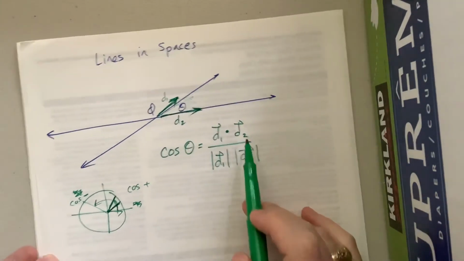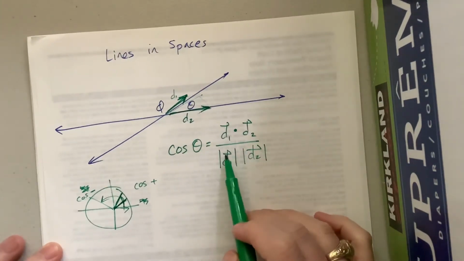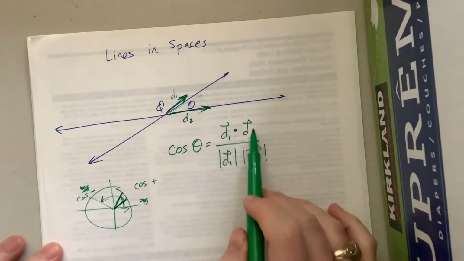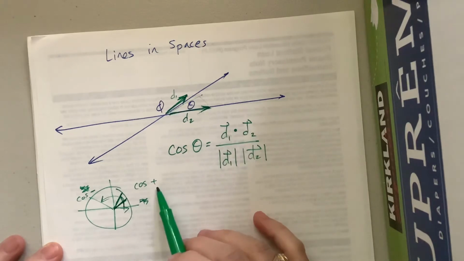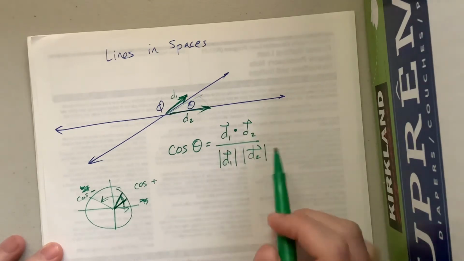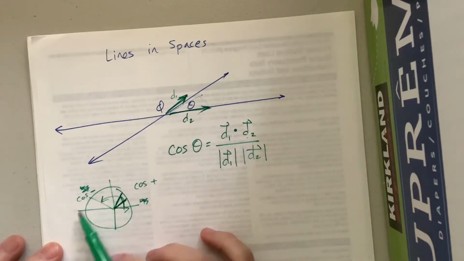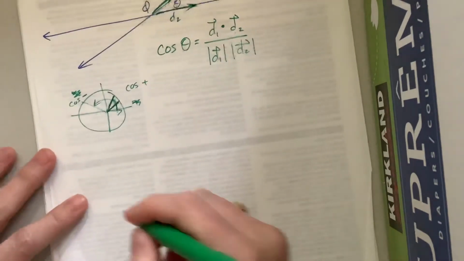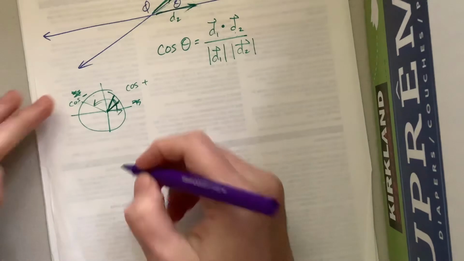So when we look back at this formula, this magnitude is going to be positive, this magnitude is going to be positive. So if the dot product is already positive, then we have an acute angle and life is good. If the dot product is negative, then we have an obtuse angle. Well, let's think a little bit more about that. I don't like that green pen.